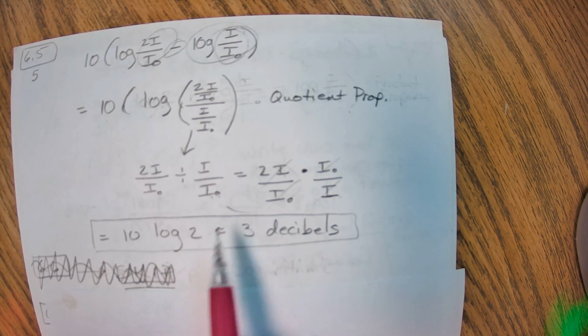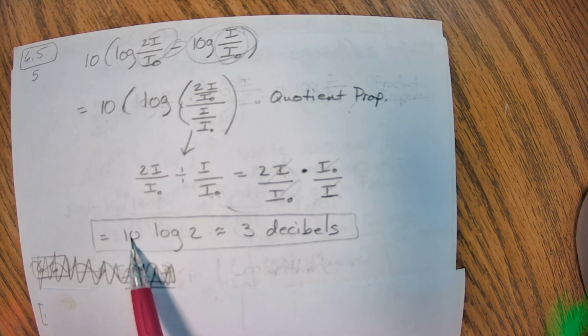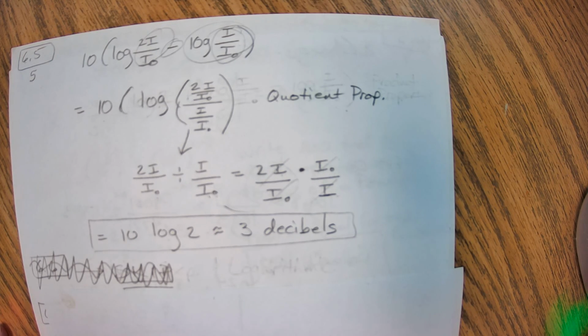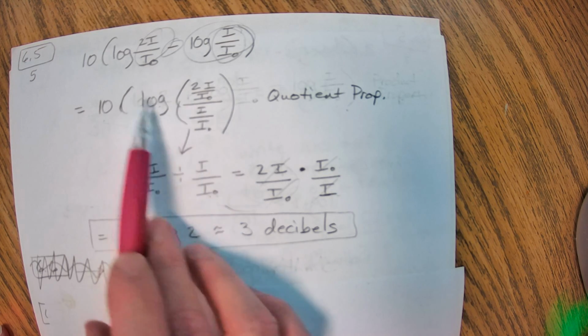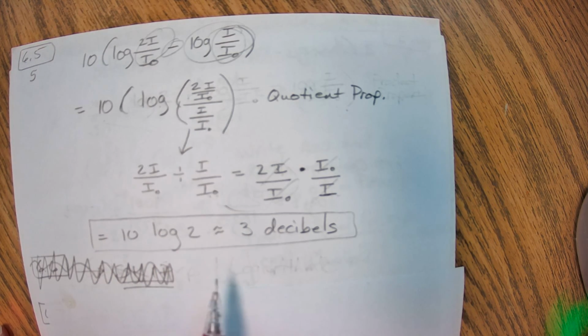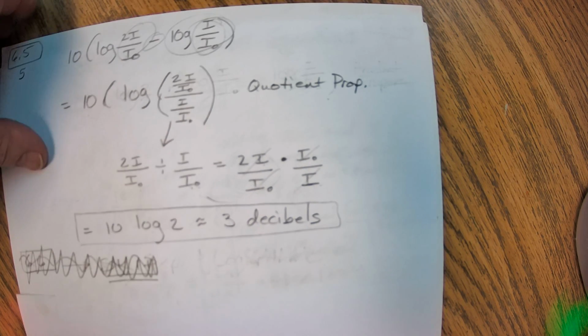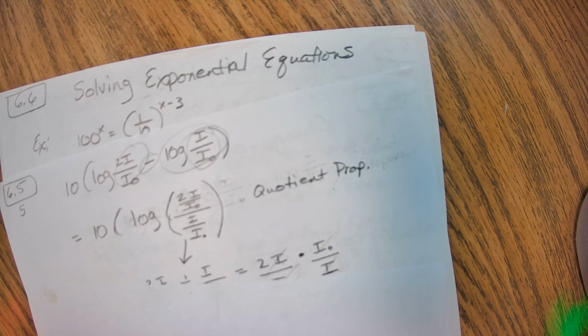Well, I can do this on the calculator. The common log of 2 and then multiply it by 10 gives me the answer of 3 decibels. So this really super complicated looking mess right here, simple algebra simplifies it fairly quickly. And that's it for 6.5.